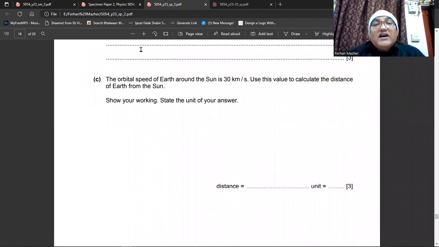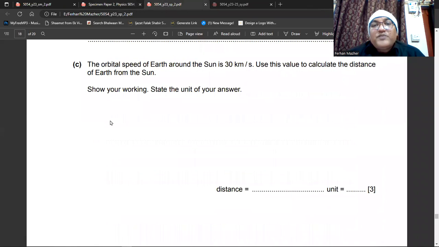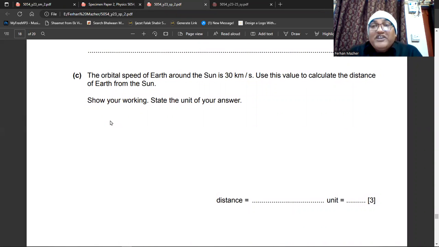the orbital speed of the earth around the sun is 30 kilometers per second. Use this value to calculate the distance of the earth from the sun. The distance of the earth from the sun is the radius of the orbit of the earth around the sun. You know the orbital speed, that is the circumference of that orbit divided by the time. The orbital speed is the circumference of the orbit in which the earth rotates around the sun divided by the time. The orbital speed is given, that's 30 kilometers per second.